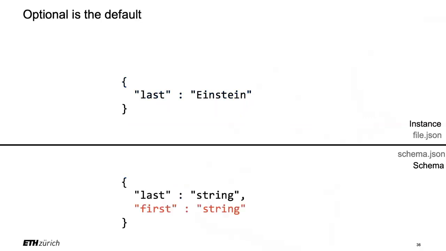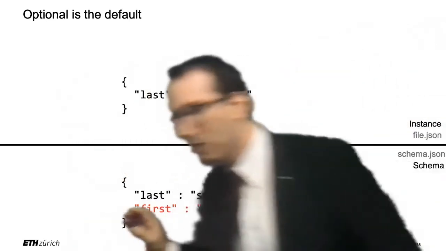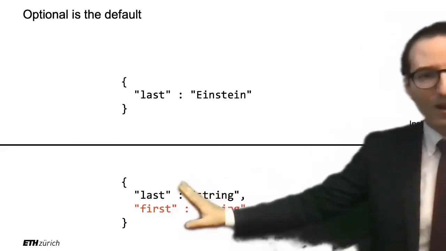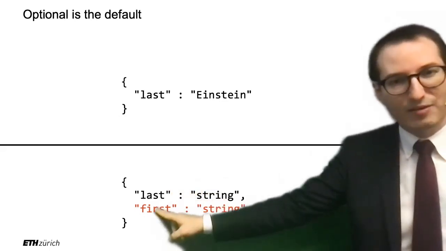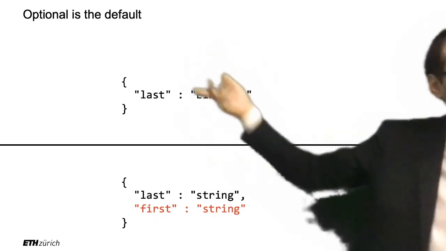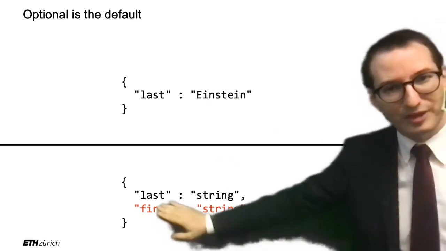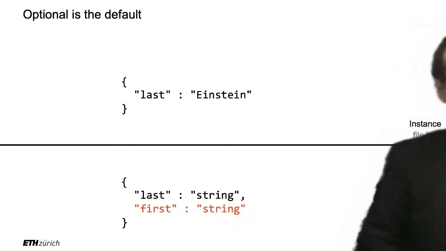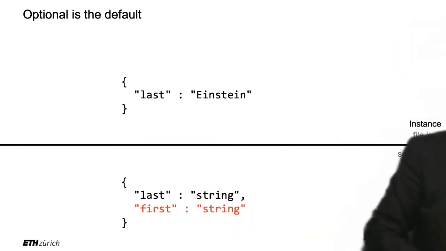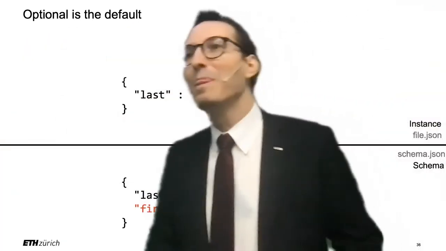Now, by default, if you just specify this, optional is the default, meaning that every time you define something here, it's okay if it's missing. There is a way we will see later to force it to be here, but it's okay to have either first or last or both missing in the schema. All right, I see, so yes, I will answer your question and then we will stop.